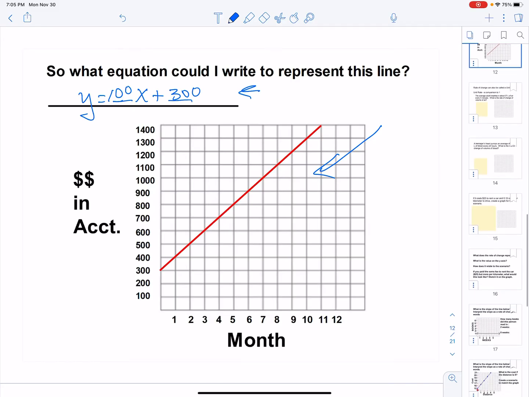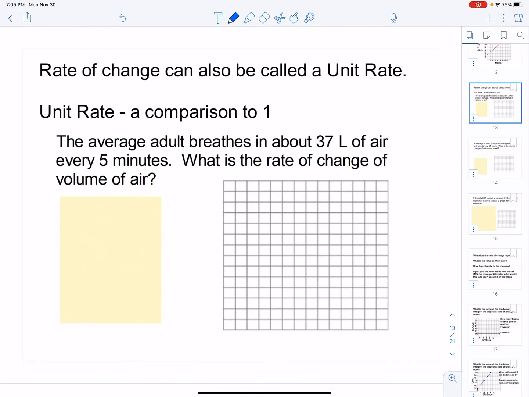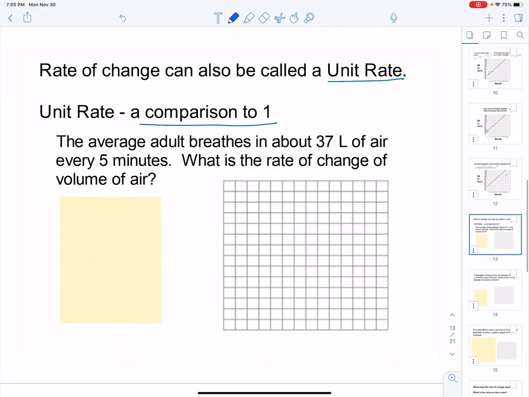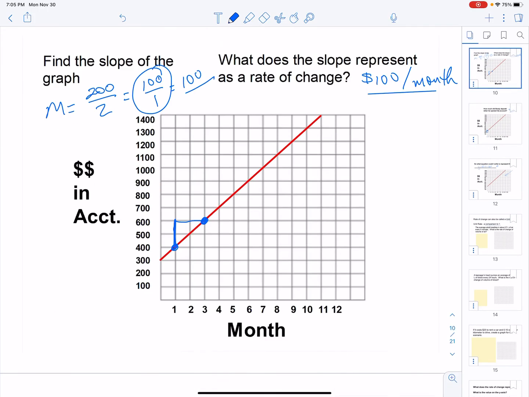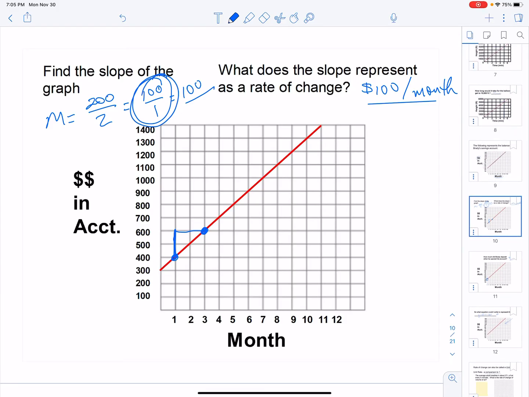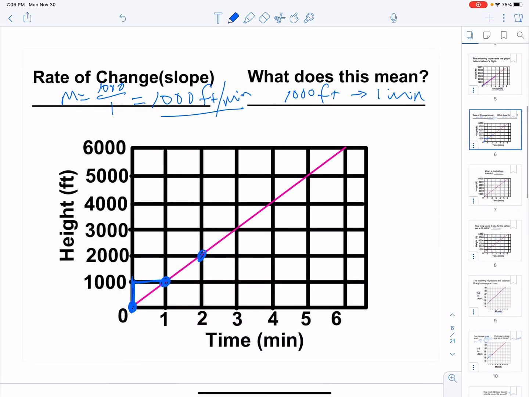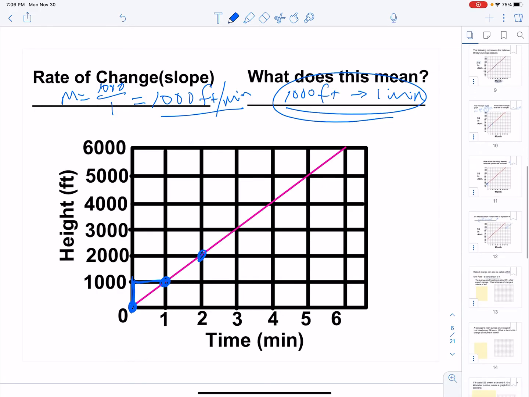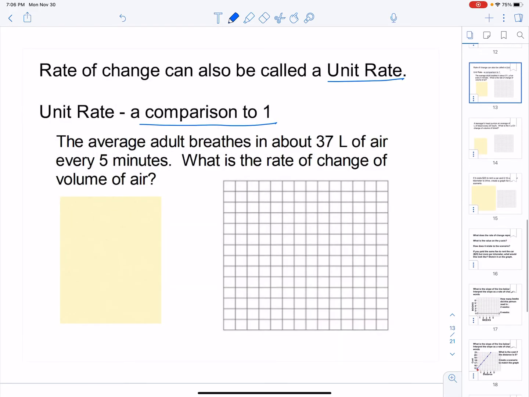Okay, so let's look at a couple more real quick, and then we'll end the lesson. Rate of change can also be called a unit rate. It's very important to understand that. And a unit rate is a comparison to 1. How much for 1? So when we looked at this one right here, what did we compare this 100 to? To 1. How much for 1? When we looked at this other previous example, how much for 1,000 feet per minute? And that's what we're talking about when we're dealing with a rate of change as being a unit rate.